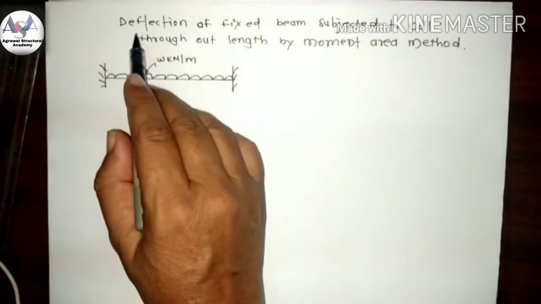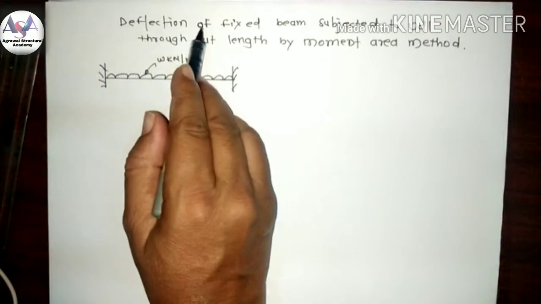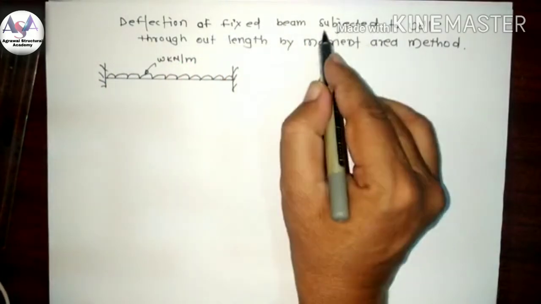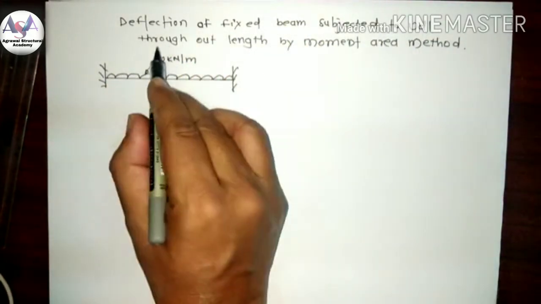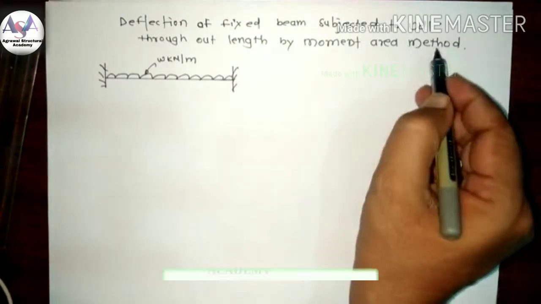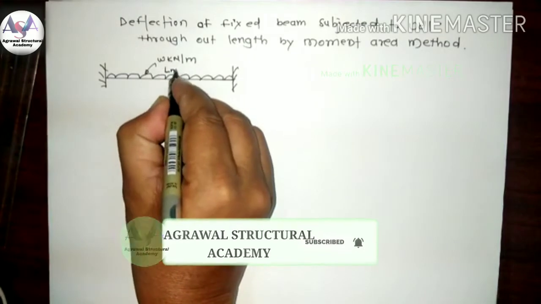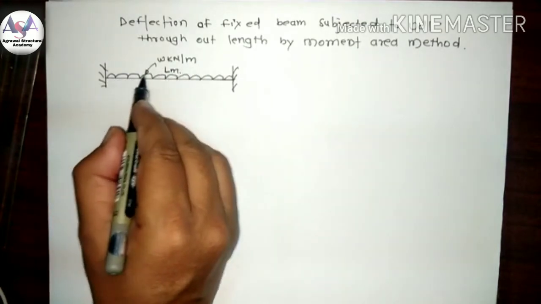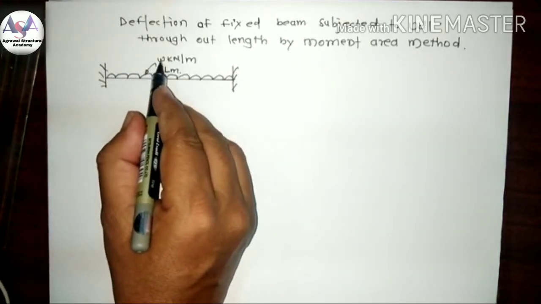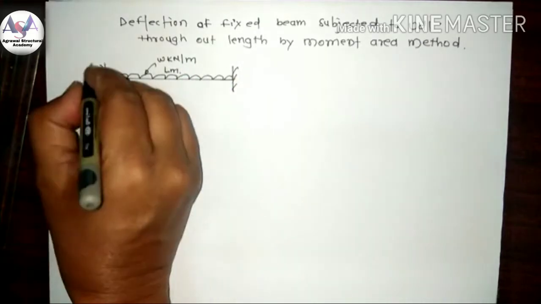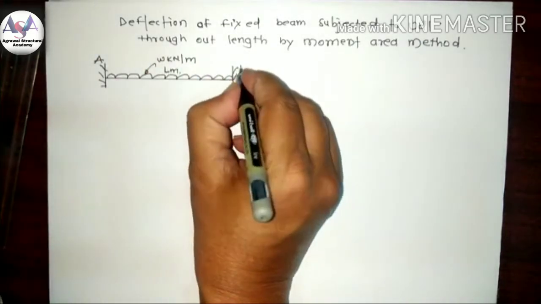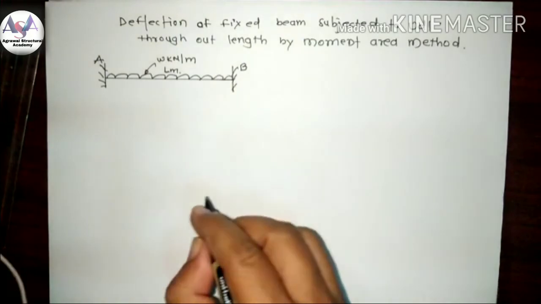Students, today we learn the deflection of a fixed beam subjected to UDL throughout the length by the moment area method. This is a beam of length L meters subjected to a UDL of W kilonewton per meter, and suppose this support is A and this support is B.